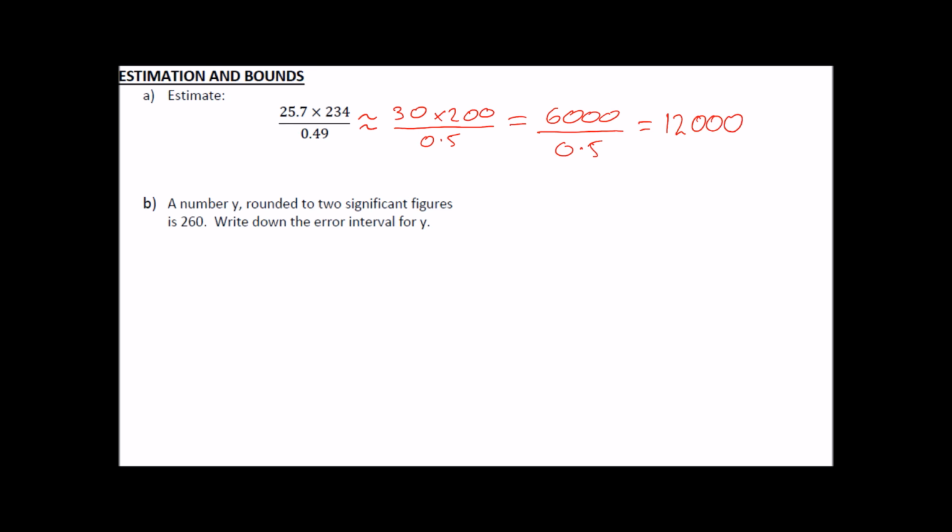Part B, a number y is rounded to two significant figures, to 260, write down the error interval. So the numbers that must have rounded to 260 are 255 and 265. Now, y could have actually been 255 or bigger, because 255 would have rounded to 260. It can't have been 265, because that would round up to 270. So we just put the less than sign there. Make sure you get the signs the right way around. It's really important that it's less than 265, but greater than or equal to 255.